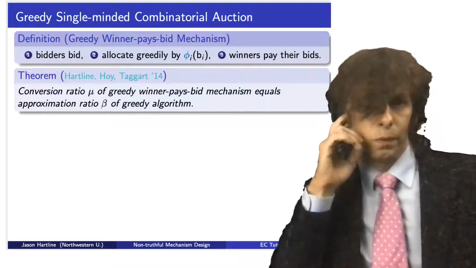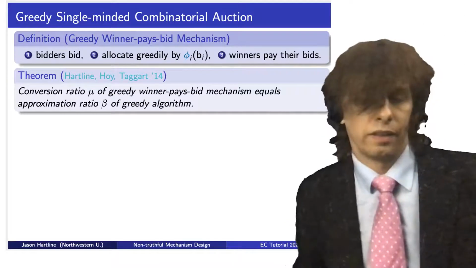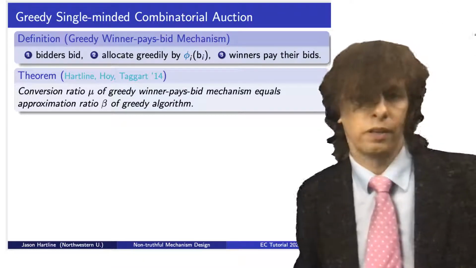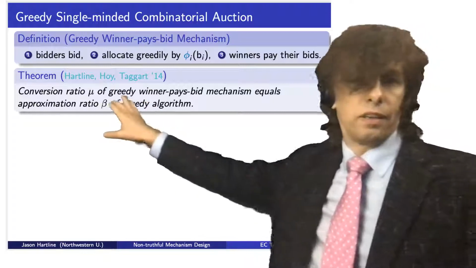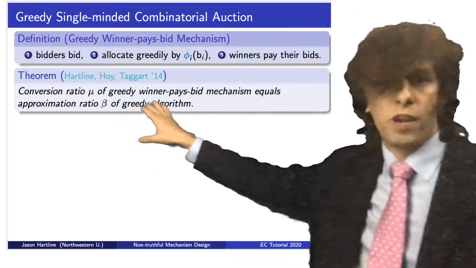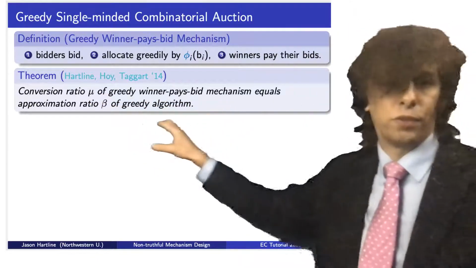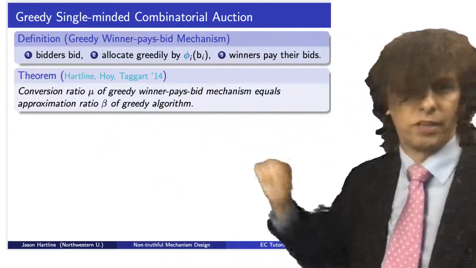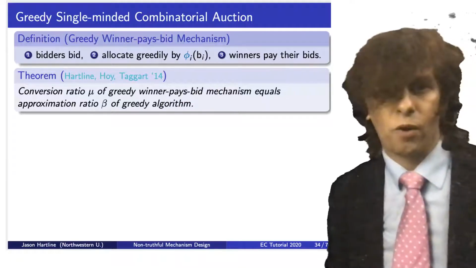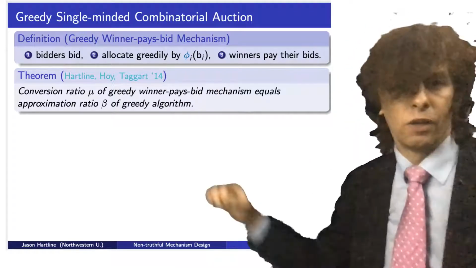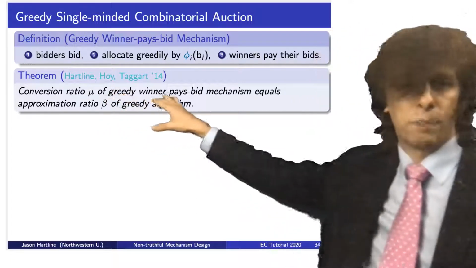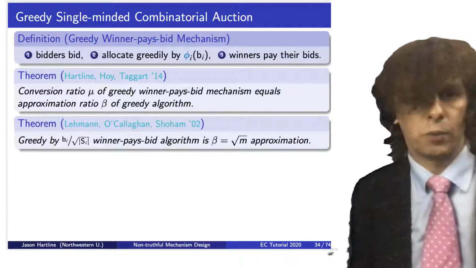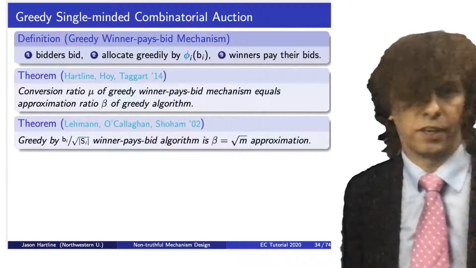Cool. So you can prove the following theorem, which I'm not going to do here: the conversion ratio mu of a greedy winner pays bid mechanism is equal to the approximation ratio of the greedy algorithm with the same priorities. So if I have a greedy algorithm that gets a good approximation, the winner pays bid greedy mechanism is going to have the same conversion ratio. In other words, mu is equal to beta, the approximation ratio.